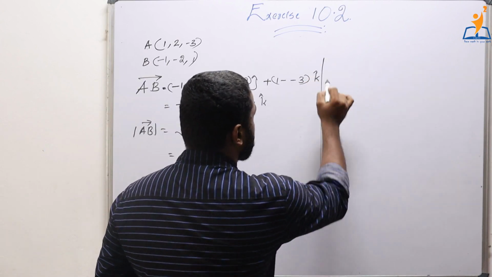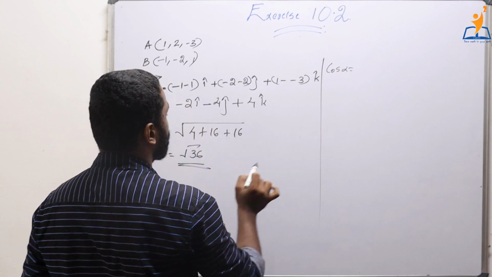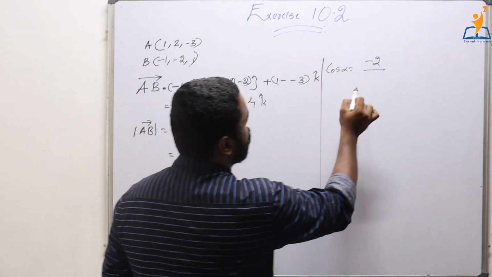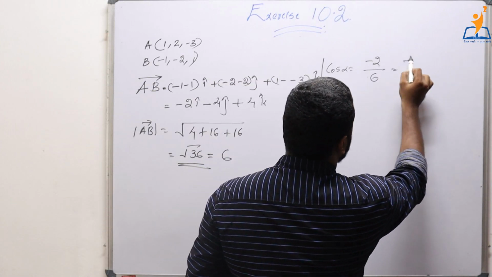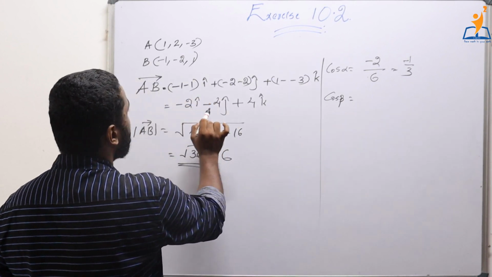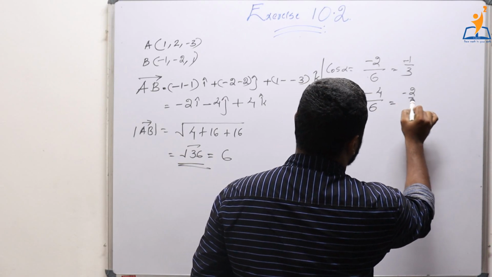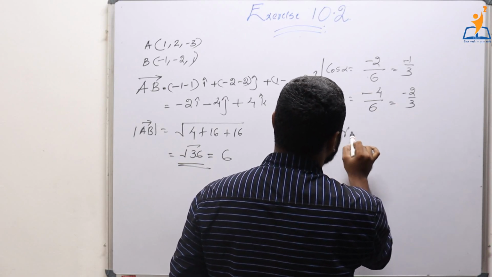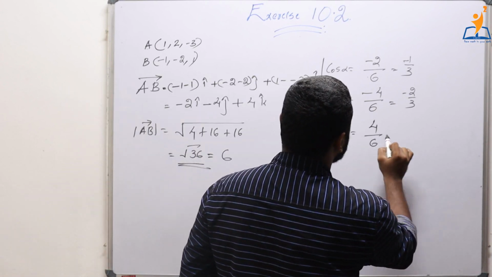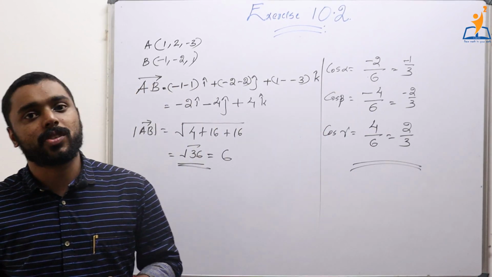Therefore, the direction cosines are: cos alpha is nothing but the first component, -2, divided by root 36, which is 6. So -2 by 6 is equal to -1 by 3. Cos beta is the second component, -4, so -4 by 6 is nothing but -2 by 3. And cos gamma is the third component, 4, which is 4 by 6, equal to 2 by 3. So these are the direction cosines of this vector.